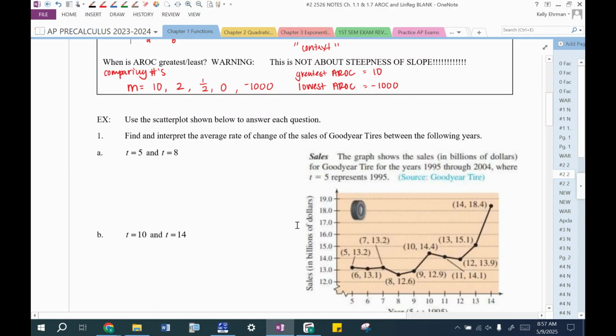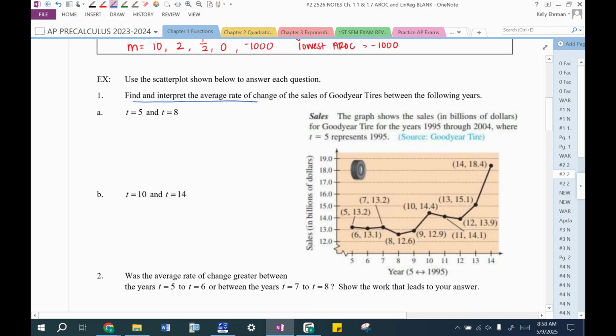We will have lots of data sets to look at. So this says use the scatter plot shown below to answer this question. I want to find and interpret the average rate of change of the sales of Goodyear tires between the following years. So before we get into this, let's take a look at this graph. The vertical axis says sales in billions of dollars. The years range from 5 to 14, and it says 5 is equal to 1995. And so we want the slope between 5 and 8. So you will need to show your work for this on the AP test.